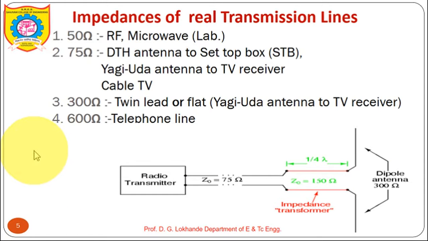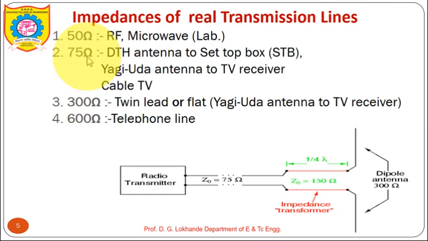Then, the impedance of a real transmission line. Normally the transmission line acts as a guided medium for the antenna itself, and that's why there are different impedances available for a particular transmission line. Depending upon your application, there are different impedance requirements. The first one is 50 ohm, which is required for the array for microwave lab.